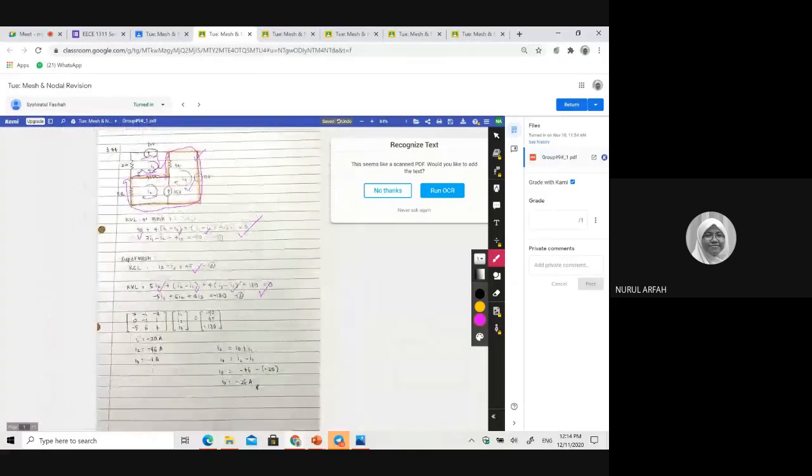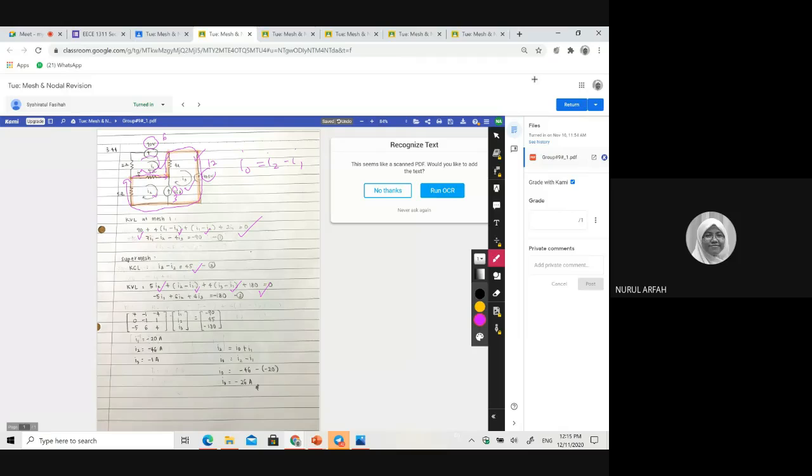3.44. Let me check. 3.44. I don't have the answer because they changed this one to 6. And then they changed this one to 3. This one to 12. And everything else is same. But you can check what is I naught. I naught is equal to I2 minus I1.